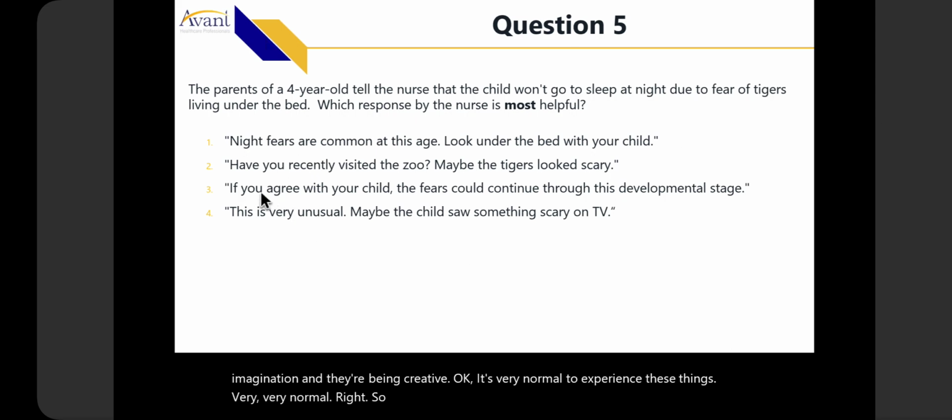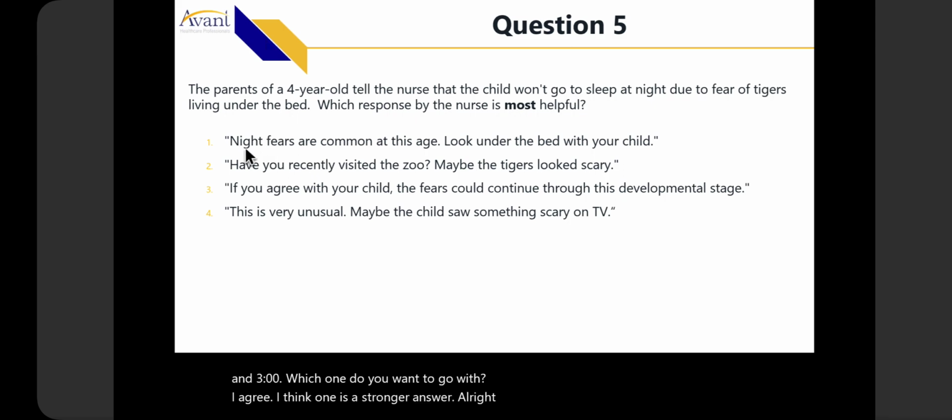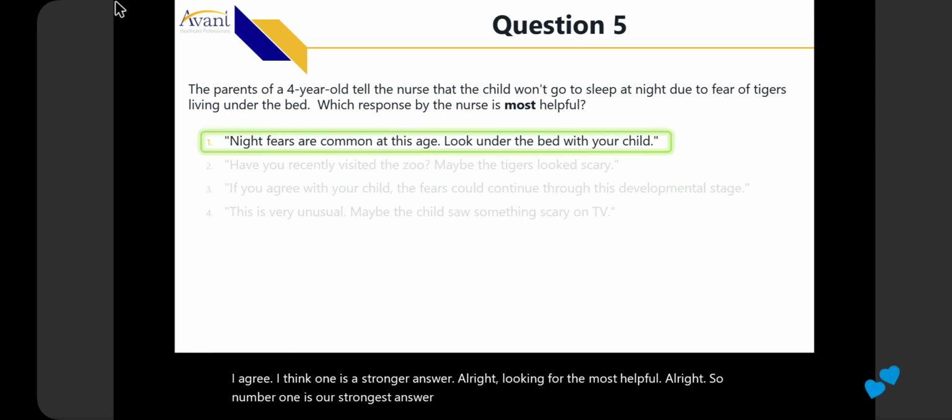All right. So between 3, we have 3 and we have 1 left over. Between 1 and 3, which one do you want to go with? I agree. I think 1 is a stronger answer. All right. And we're looking for the most helpful. All right. So number 1 is our strongest answer. There we go. True. Okay.